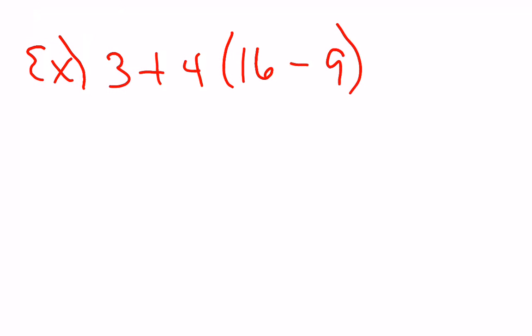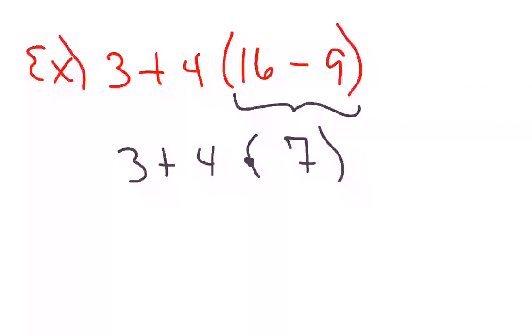All right, next example. Again, we're simplifying, making sure to use our order of operations. So first things first, do we have any parentheses? And we do right here. So we need to do 16 minus 9. And again, if you need a calculator, that's fine. We get 7. So now we have 3 plus 4 times 7. Remember, a number next to parentheses like this means multiplication.